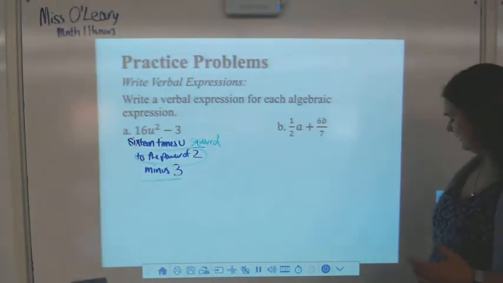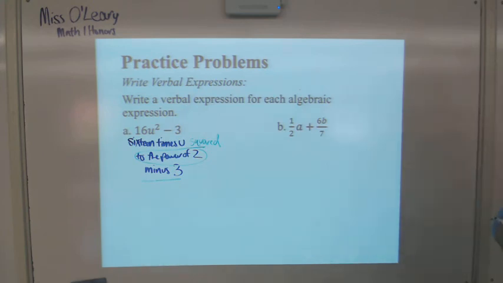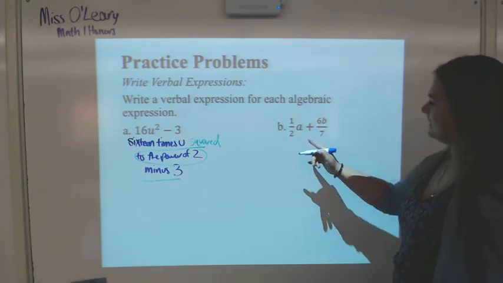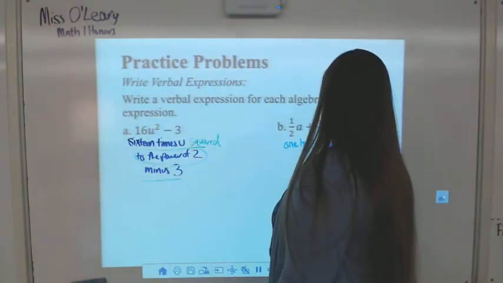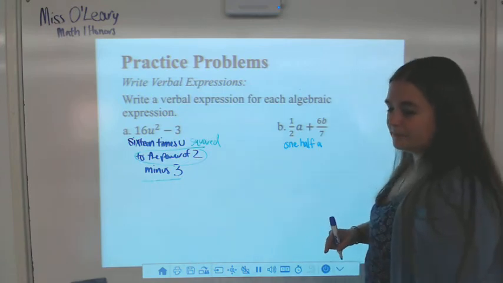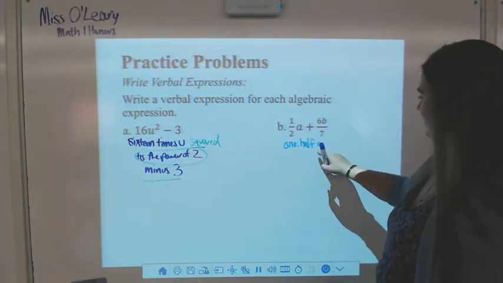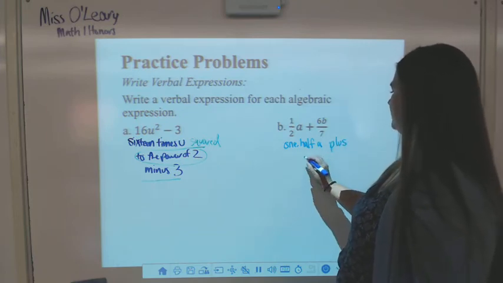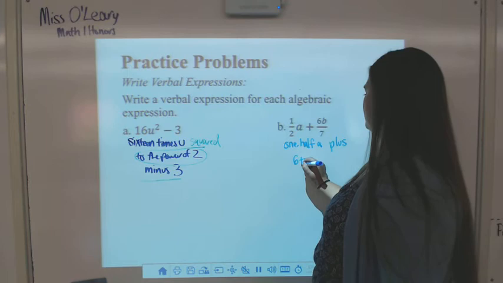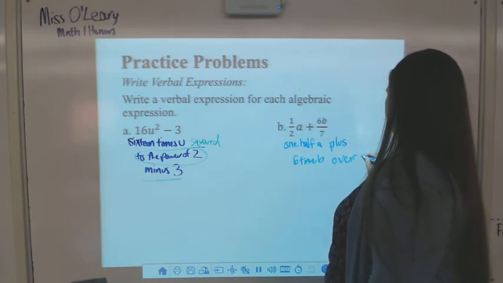This one here, again, multiple ways. One way that I can take this algebraic expression and turn it into a verbal expression is I can say 1/2 a, that multiplication is implied, so I don't need to write it, or I could say 1/2 times a plus, or added to, 6 times b over 7.